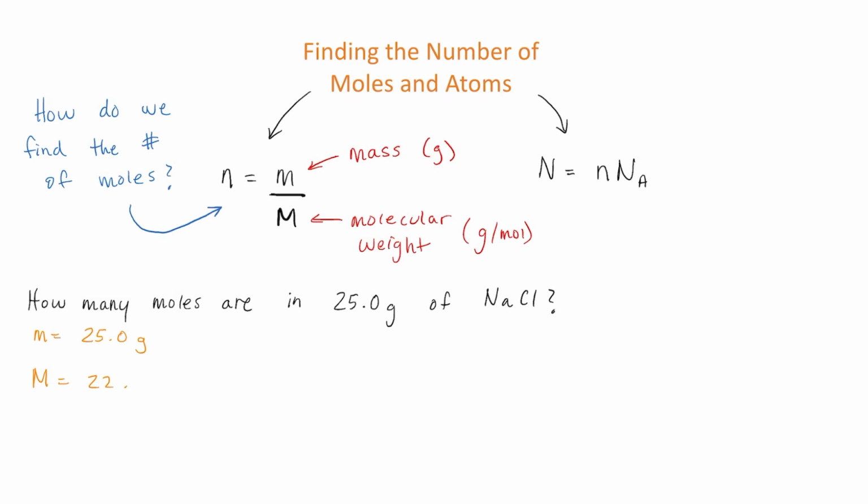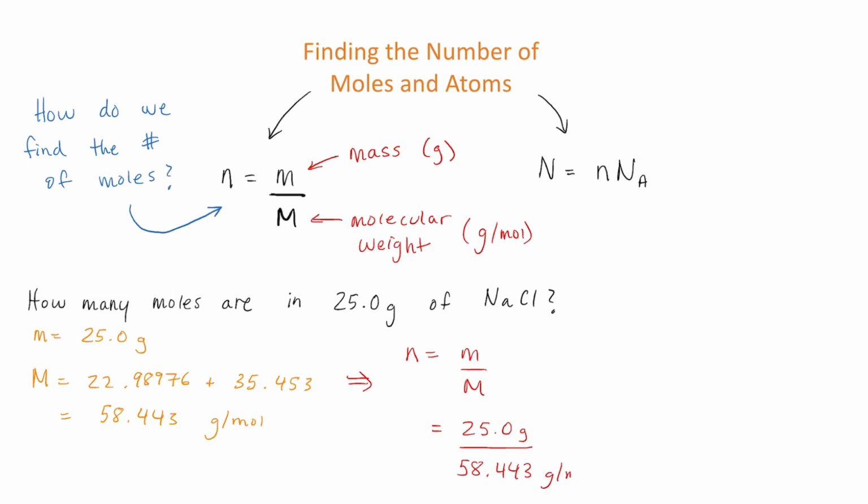All we need to do is go look at our periodic table and find the atomic mass of sodium and the atomic mass of chlorine. And then we just add those two together and we can see that the molecular weight of sodium chloride is 58.443 grams per mole. And now we have everything we need to answer this question. We just have to plug in our values for the mass and the molecular weight. And when we do the math, we see that the number of moles of sodium chloride is 0.428. So that's how you find the number of moles.